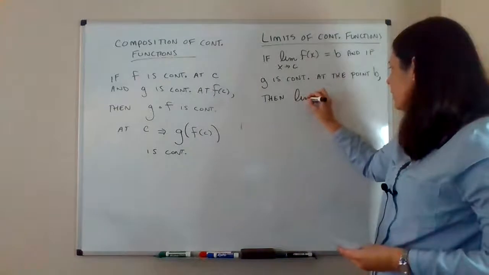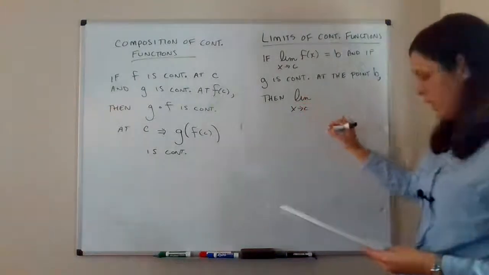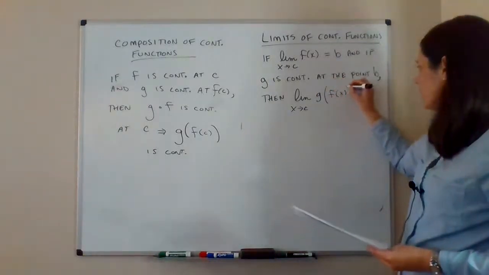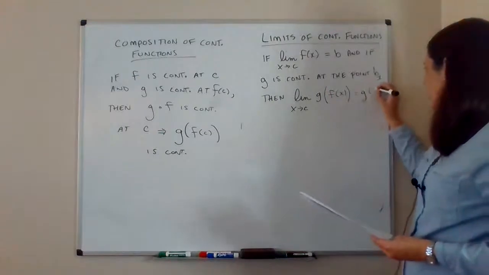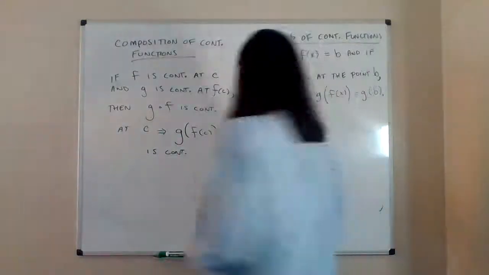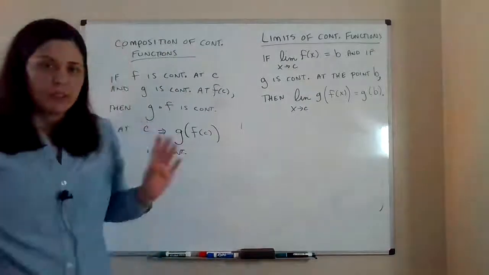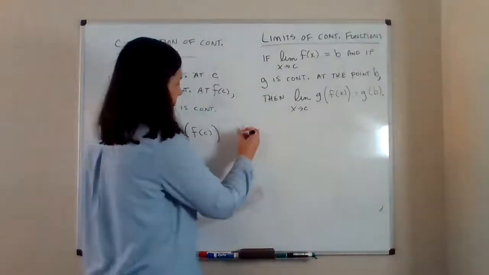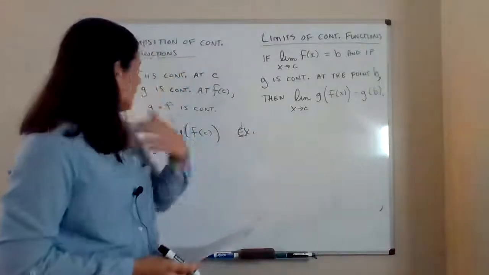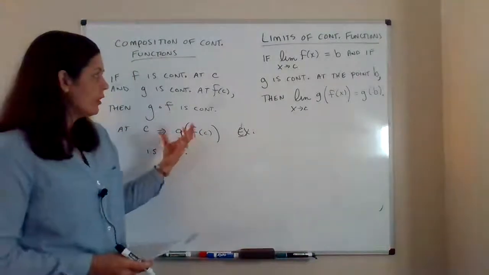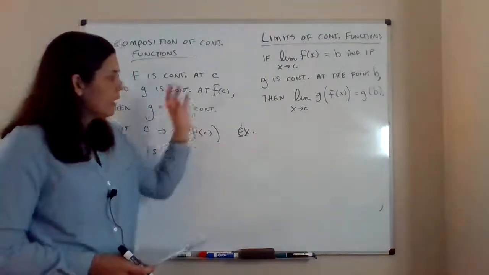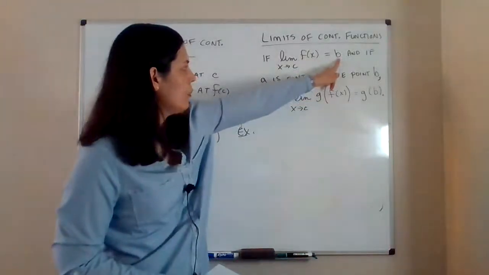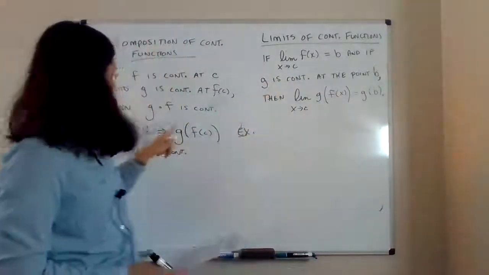the limit as x approaches c of this composition, g composed of f of x, actually just equals g of b. Okay. So this will make sense a little more with the example I'm going to show you next. But basically, it's just saying, if you're going to compose functions, as long as everything was continuous to start with, then the limit is actually just you plugging this original output for the limit into this outside function.